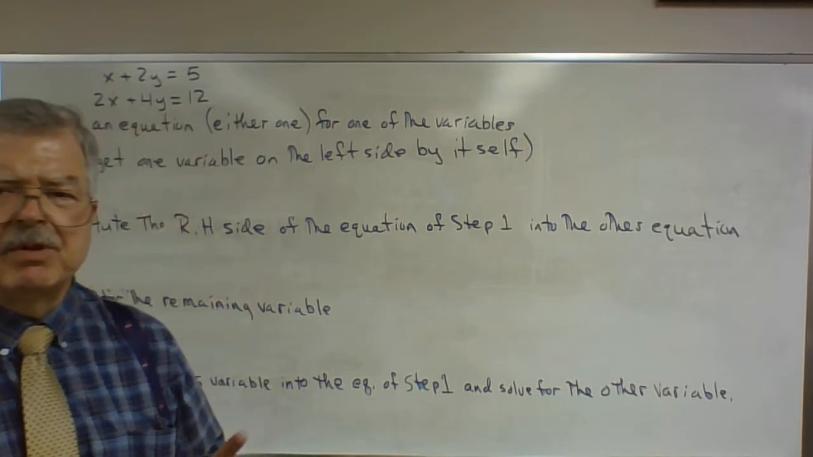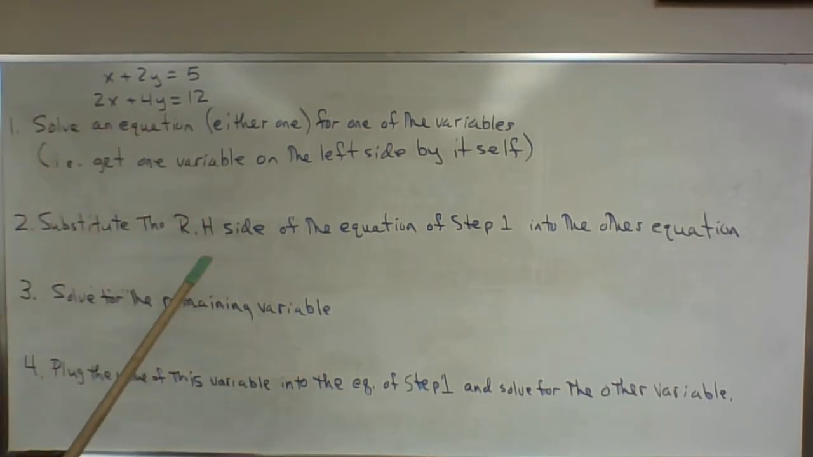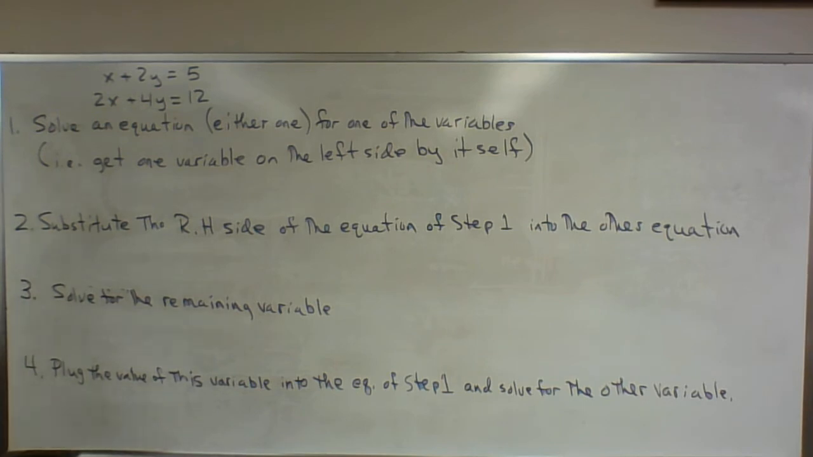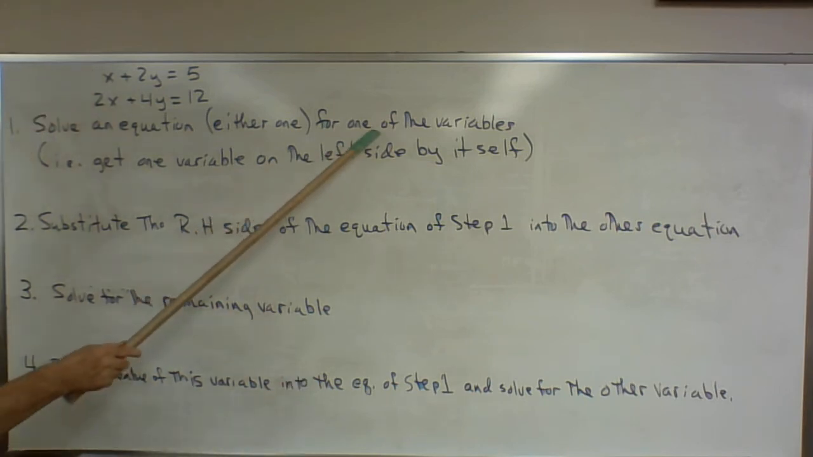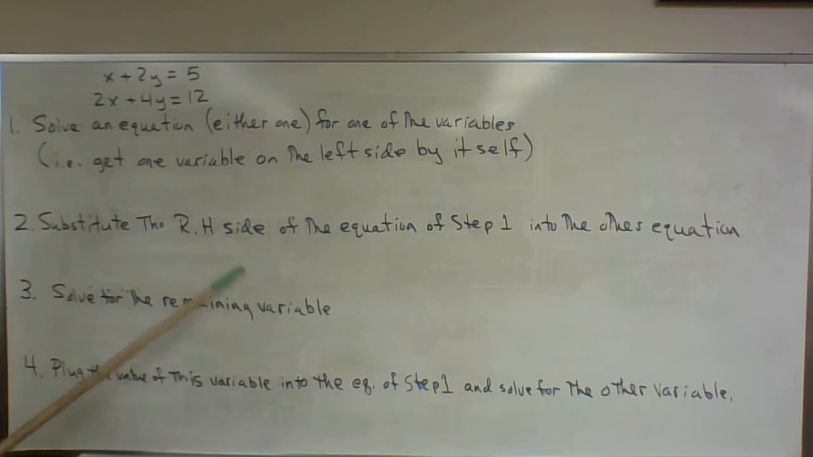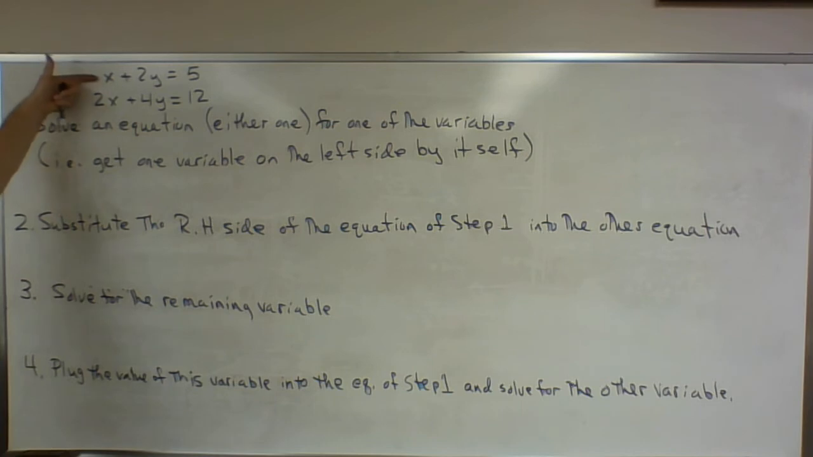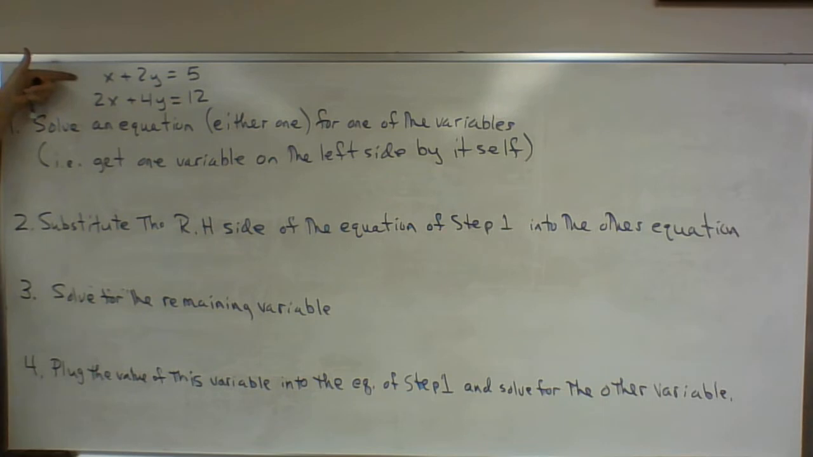Let's look at this example. We need to see something like this. X plus 2y equals 5. 2x plus 4y equals 12. Our first step, solve one of these equations, either one, it doesn't matter, for one of the variables. So in other words, get one variable on the left side by itself. This is probably going to be the easiest. If we move 2y to the other side, we'll have x by itself on the left.